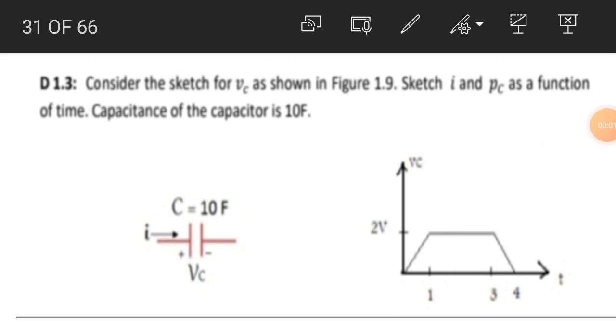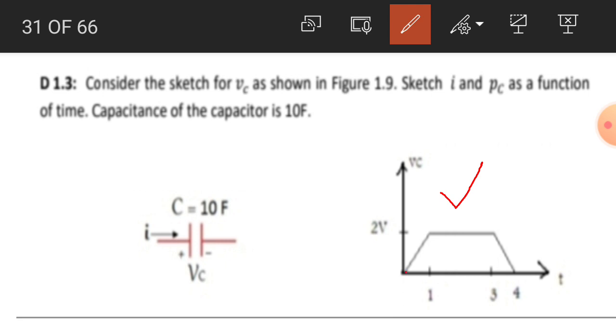Okay, we are going to do example number 1.3. Example number 1.3 says, consider the sketch for the voltage across the capacitor as shown in figure number 1.9. This is the sketch for the voltage across the capacitor, and you see the voltage across the capacitor is changing with respect to time.